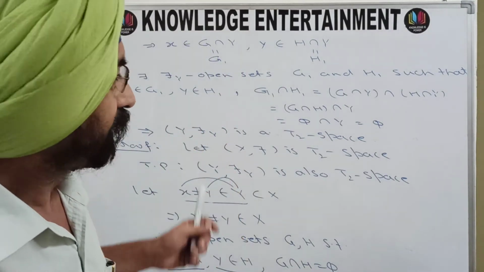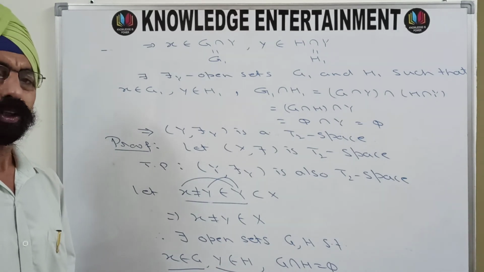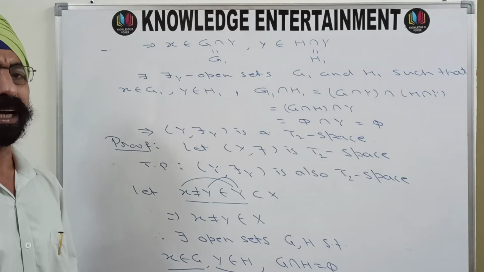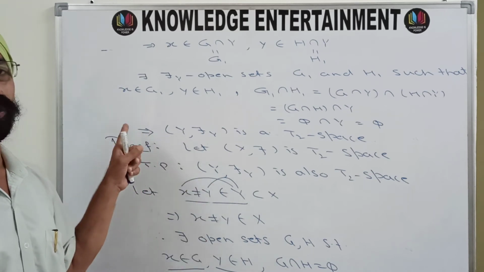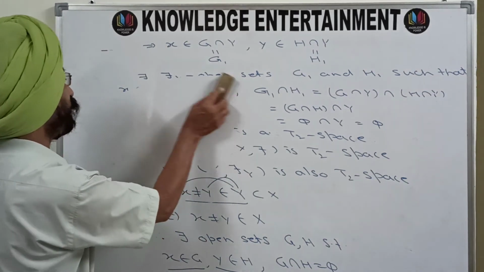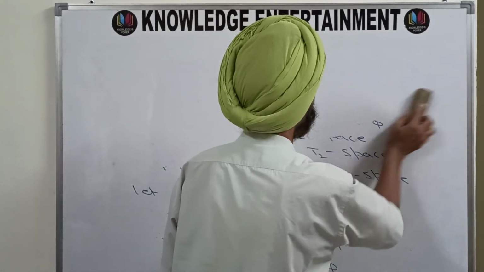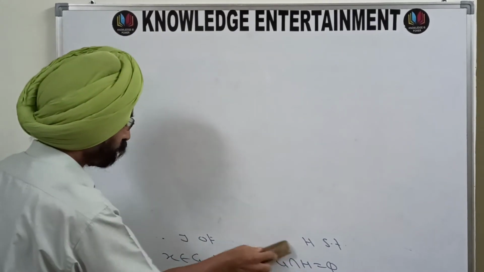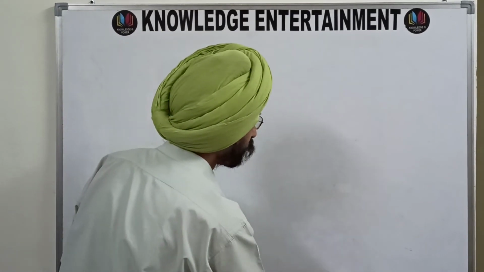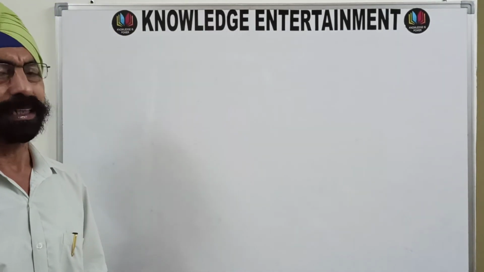So this is the second theorem. First was the theorem in which we proved that the property of being a T2 space is a topological property, and now we have proved that the property of being a T2 space is also a hereditary property. That means the relative subspace of a T2 space is also a T2 space. And now we move on to the next theorem.